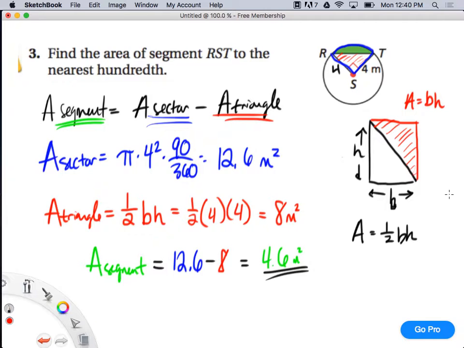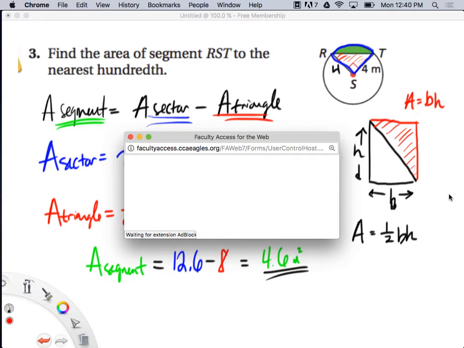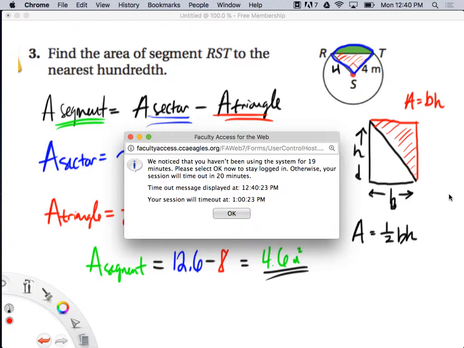All right. So now that's how you find the area of a triangle. It's always 1/2 base times height. That's the area of a triangle. Now listen to me. How do you find the area of a segment? You get the area of the sector.